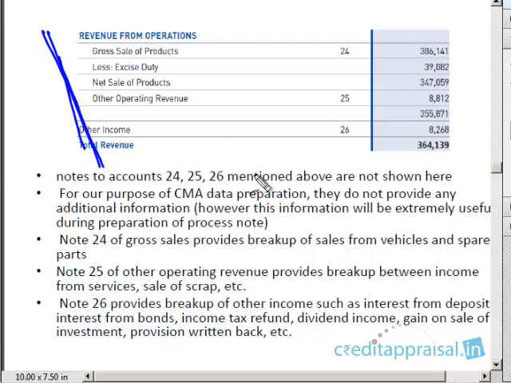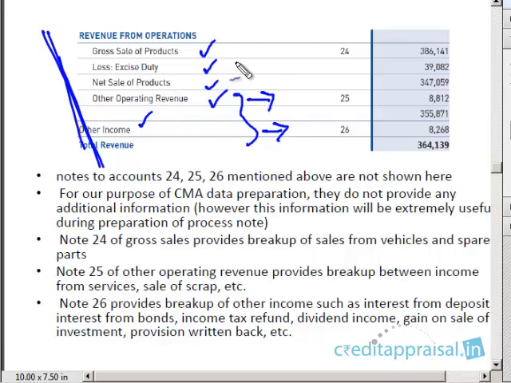See here, the items listed on the income side are gross sales, less excise duty, net sales, and other operating income. There is also something called other income. The difference between other operating revenue and other income is that this is a core activity of the company, and this is not a core activity.